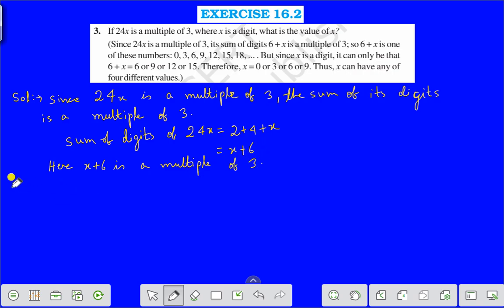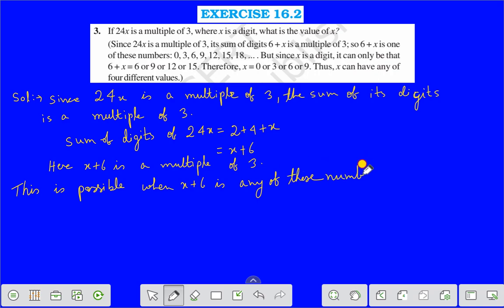This is possible when x plus 6 is any of these numbers: 0, 3, 6, 9, and so on.